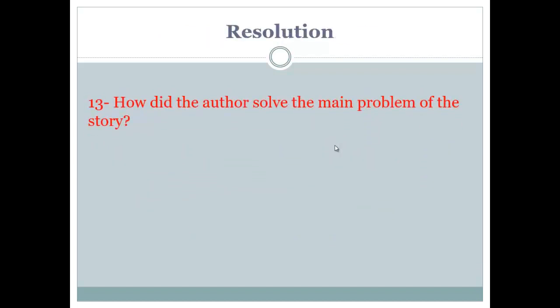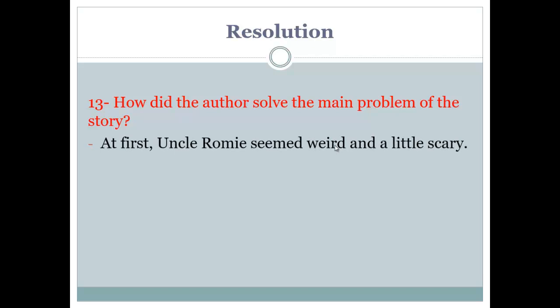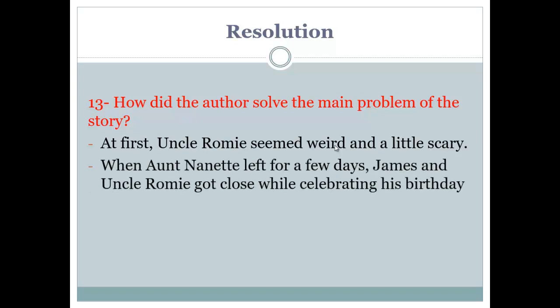How did the author solve the main problem of the story? How was the main problem of the story solved? At first, Uncle Romy seemed weird and a little scary. To James, he was just his big uncle with the deep voice who only cares about the paintings and the art show. But when Aunt Nanette left for a few days, James and Uncle Romy got close while celebrating his birthday.